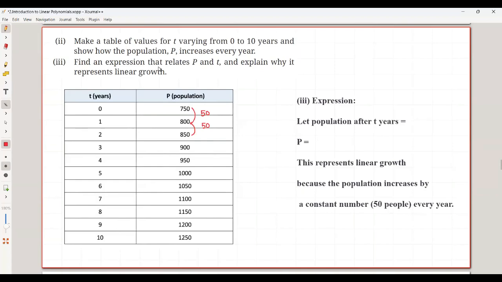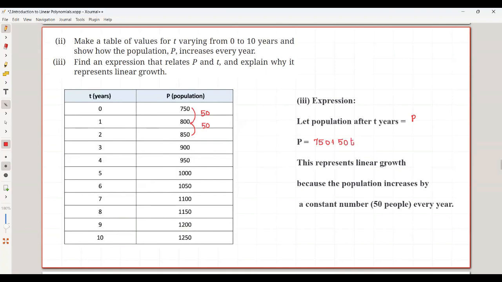Now find the expression that relates P and T and explain why it's linear growth. We are going to write the expression. Let the population after T years be P. So I have to form the linear expression. P is equal to 750, the fixed amount, plus 50 people increasing every year, 50 into T, 50T.